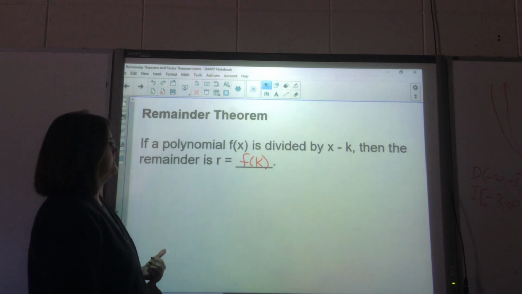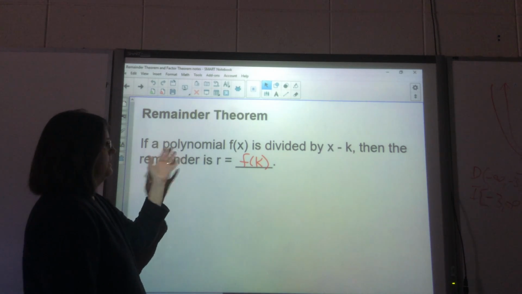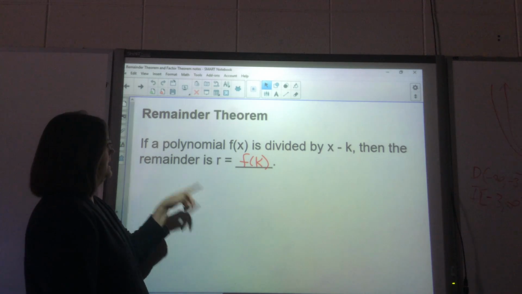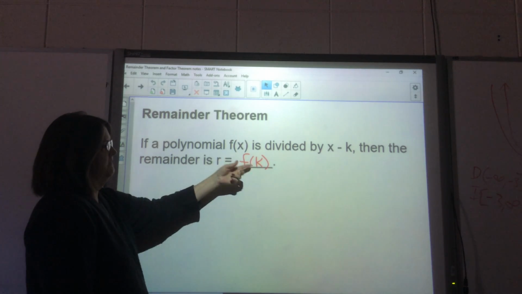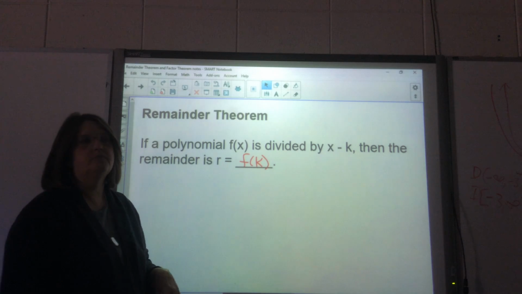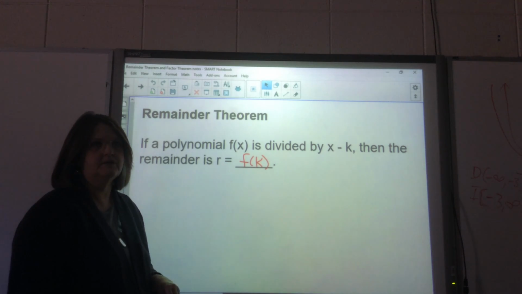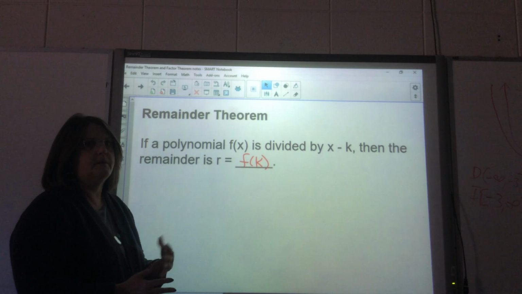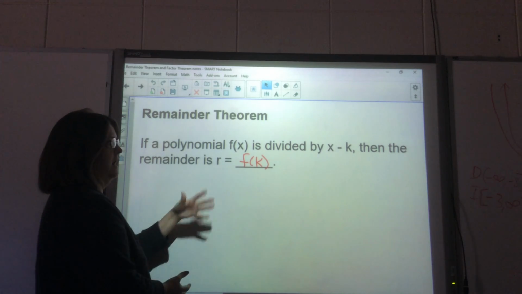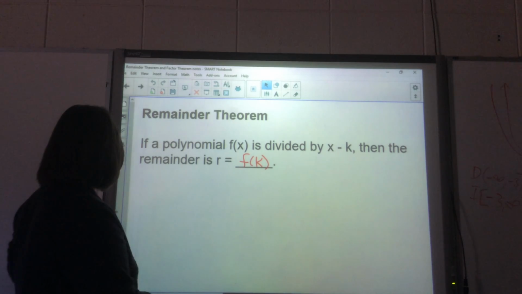What it says is this: when I have a polynomial and I divide it by x minus k, then the remainder is going to be f of k. It's the same as if I substituted in with direct substitution, and the answer I got would be the remainder of when dividing by x minus k.